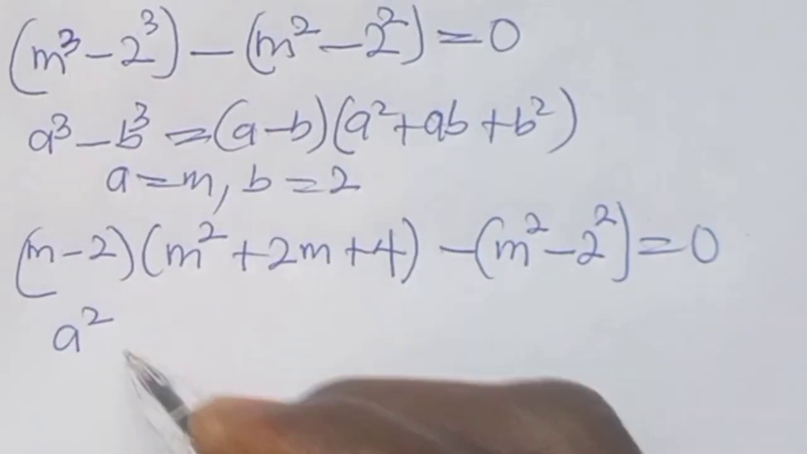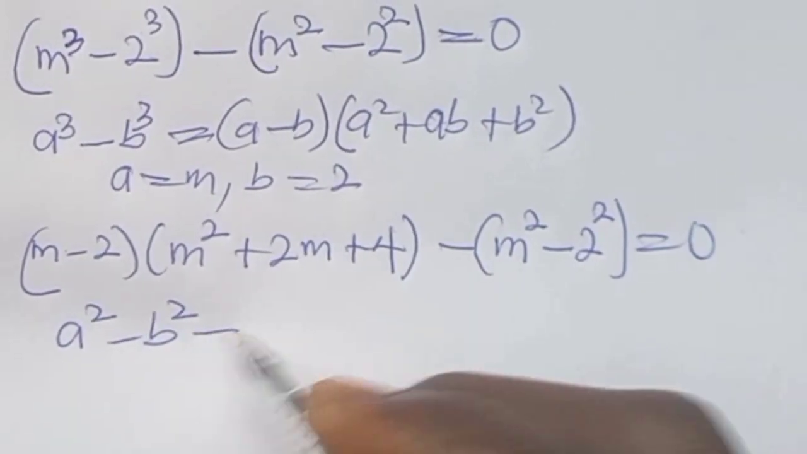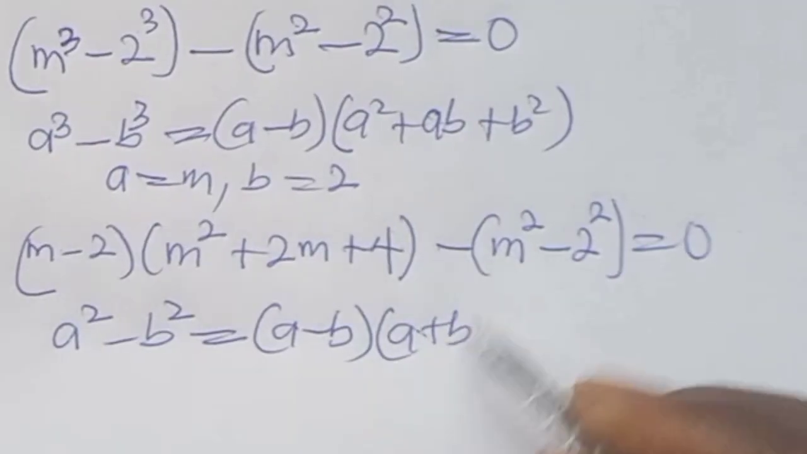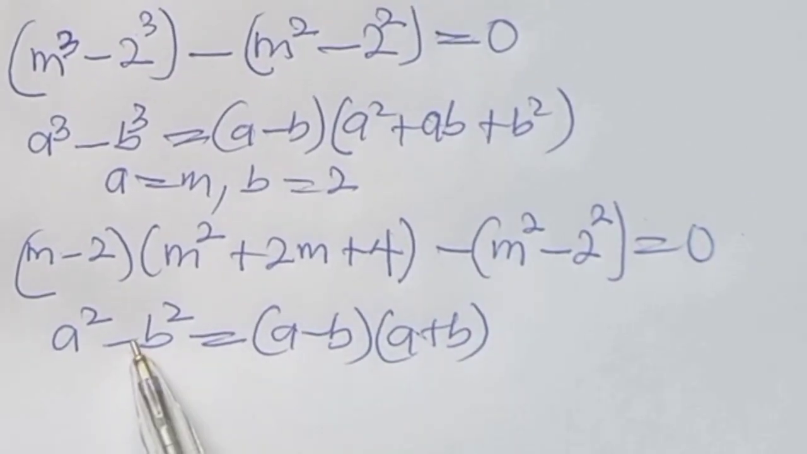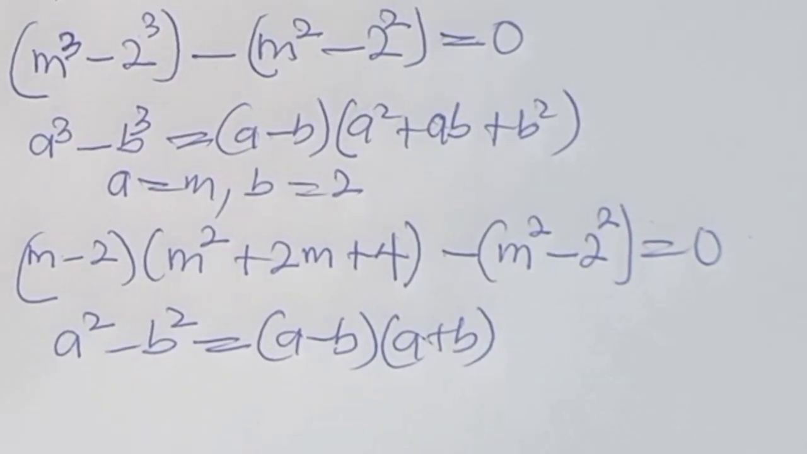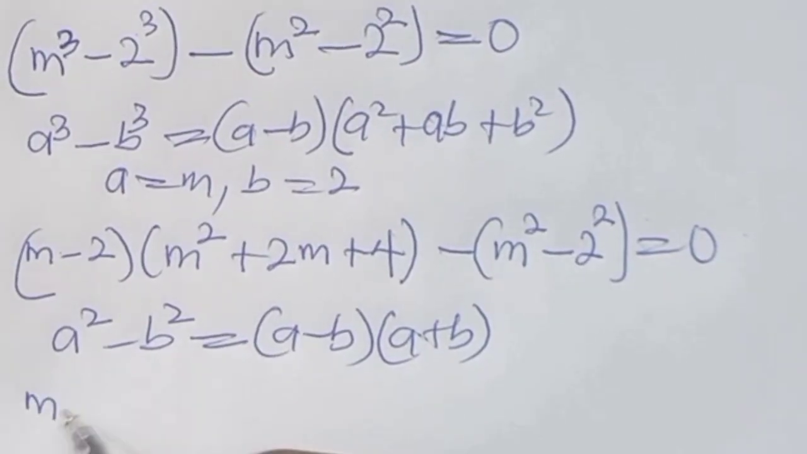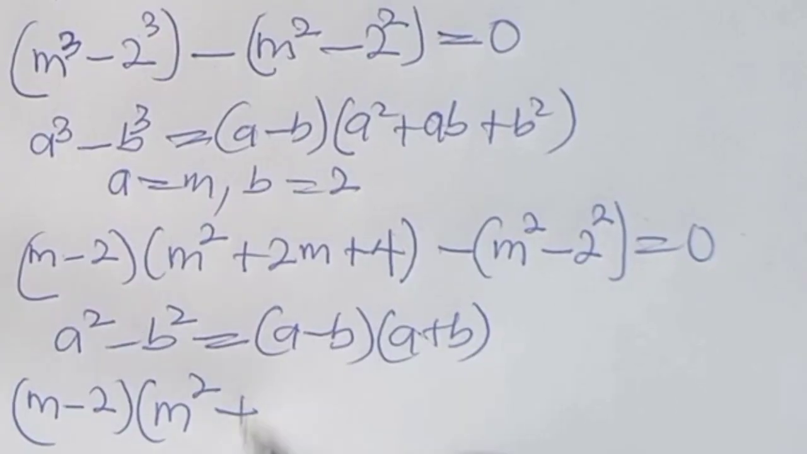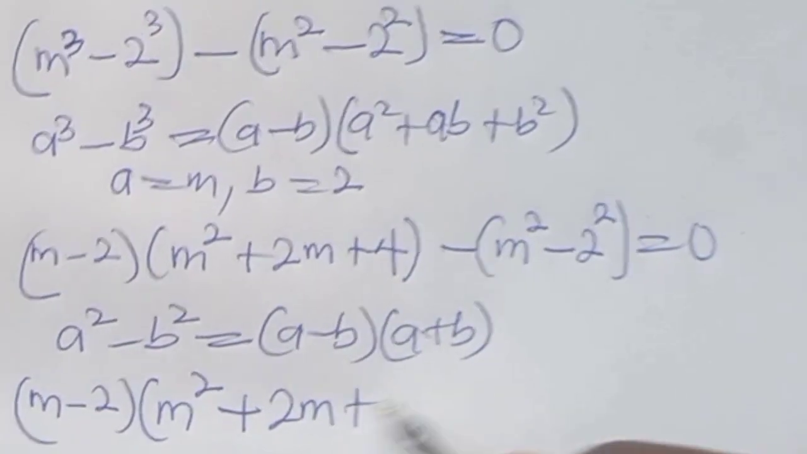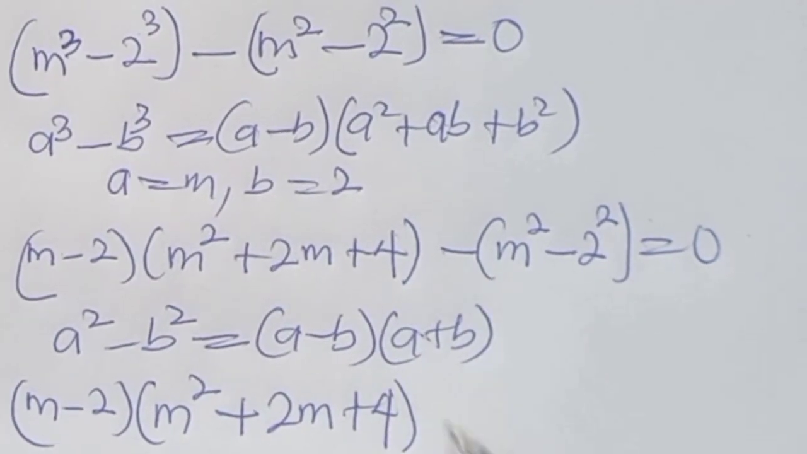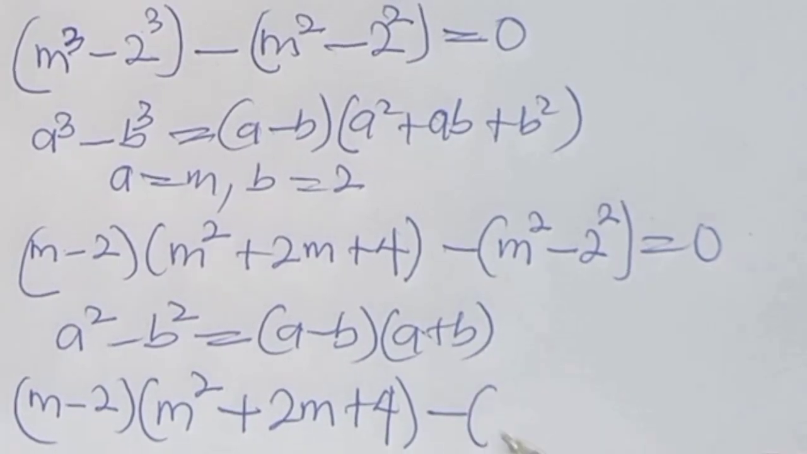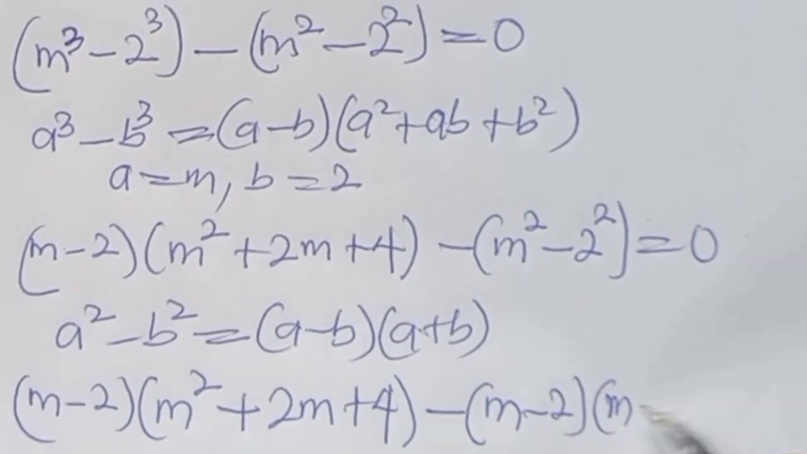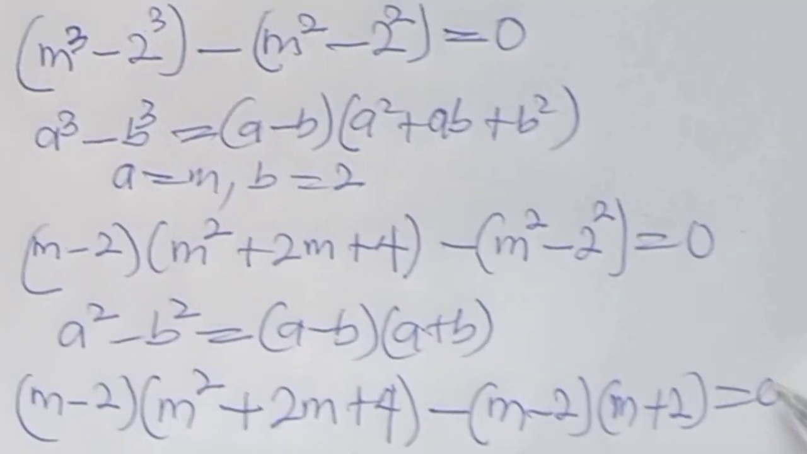Again, a to the power of 2 minus b to the power of 2 is represented as a minus b, a plus b. This is the difference of 2 squares, and this is in the form of this, so that here m minus 2 in bracket, m to the power of 2 plus 2m plus 4, close the bracket, minus here m minus 2, m plus 2, is all equal to 0.